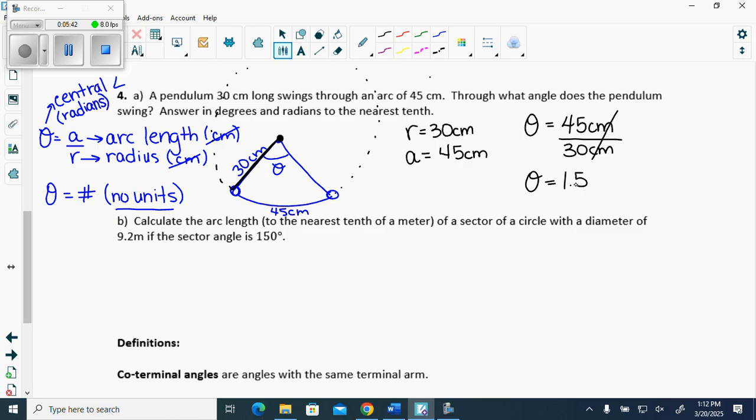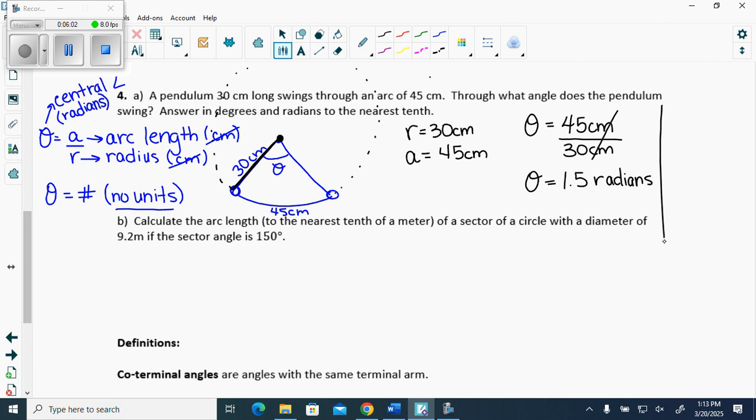And you could leave it like that. You could write it as 1.5 rads, and you could write it as 1.5 radians, or you could leave it as 1.5. Because if there is no unit on it, it is assumption that it is a radian. Okay? But if you like it better, you can write rads or radians if you so choose.